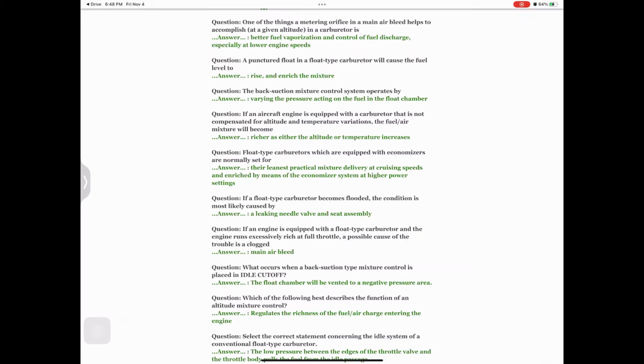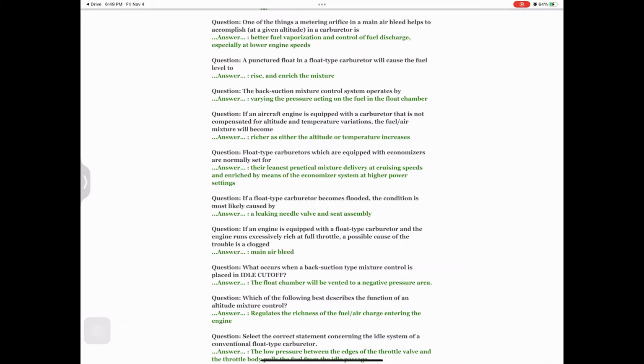Question: flow-type carburetors which are equipped with economizers are normally set for answer: their leanest practical mixture delivery at cruising speeds and enriched by means of the economizer system at higher power settings. Question: if a flow-type carburetor becomes flooded, the condition is most likely caused by answer: a leaking needle valve and seat assembly. Question: if an engine is equipped with a flow-type carburetor and the engine runs excessively rich at full throttle, a possible cause of the trouble is a clogged answer: main air bleed.